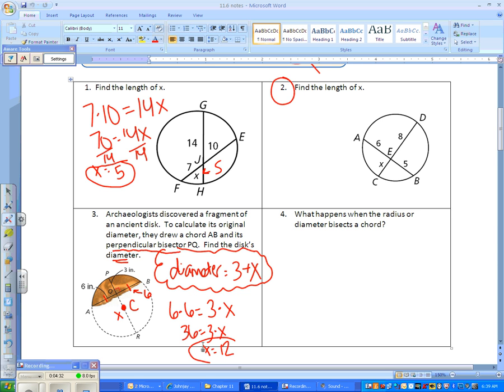And some people are going to stop there, but that's not the diameter. The 12 is just the missing part of the disk. If you add another 3 to it, that means that the diameter is actually going to be 15 inches.